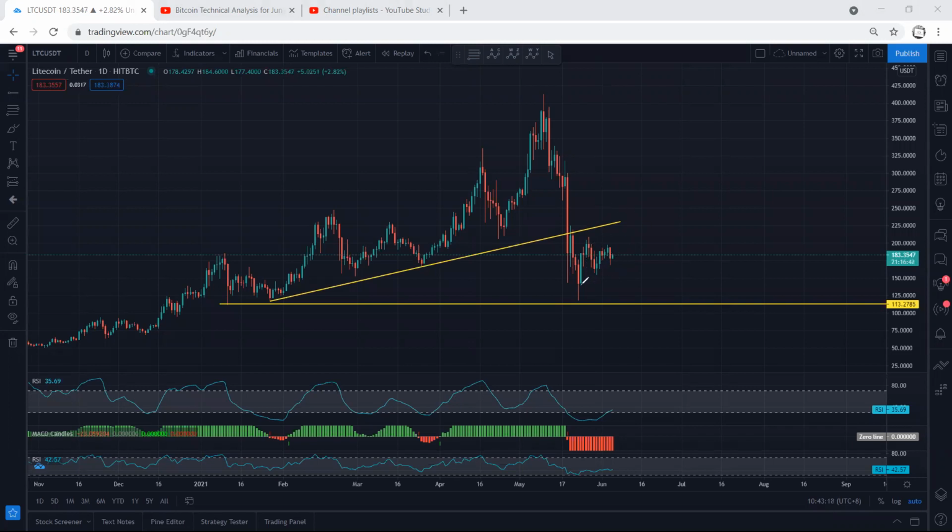Okay, now the only question is whether this is the start of the up move and this is a correction for continuation, or in a bigger picture we have a flat and we can expect the price to retest the previous low before we take the next move.